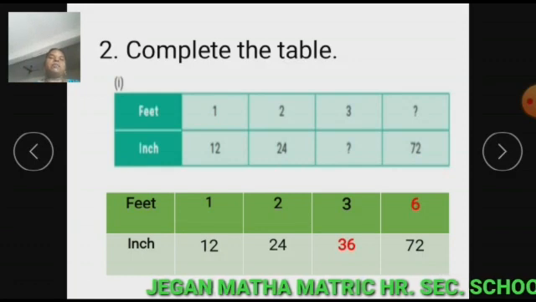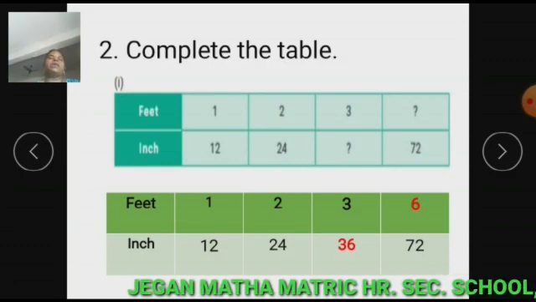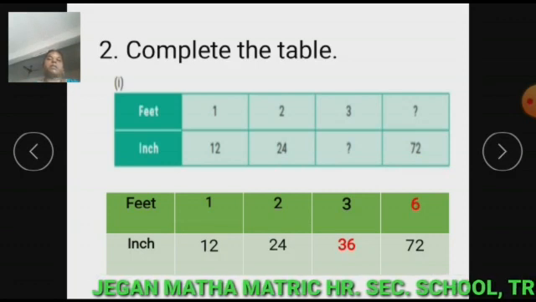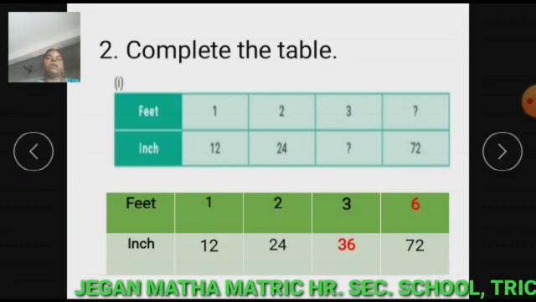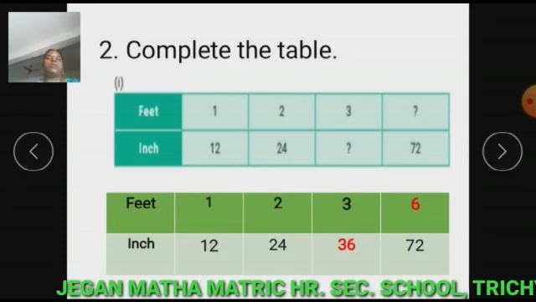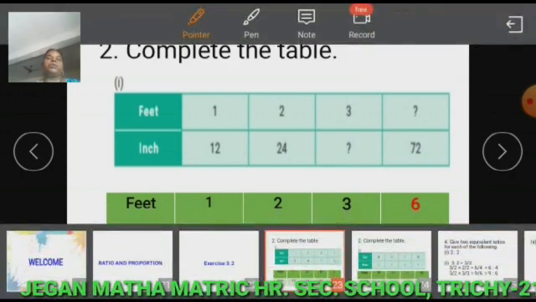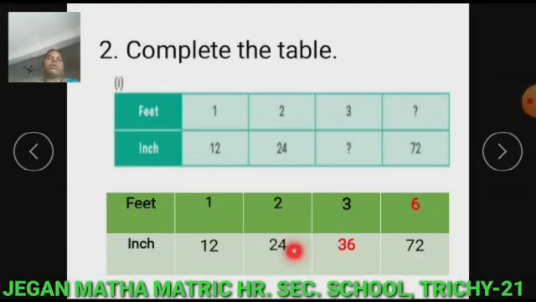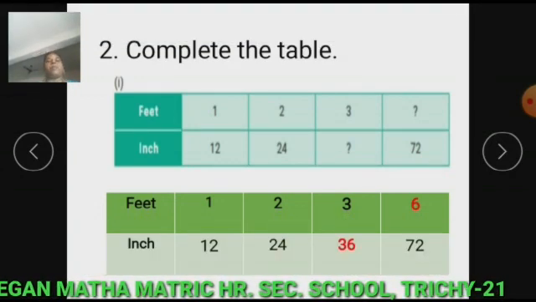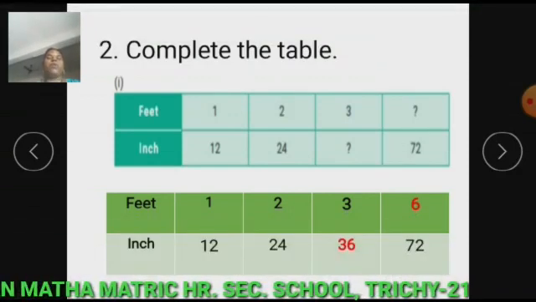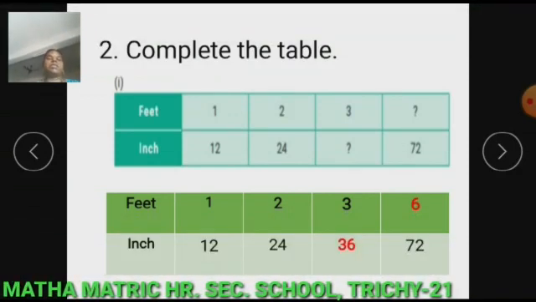Now we find the missing values. Inches is given in 12 multiples. So 1 feet equal to 12 inches, 2 feet equal to 2 into 12 equal to 24 inches. Now 3 feet equal to 3 into 12, 36 inches.